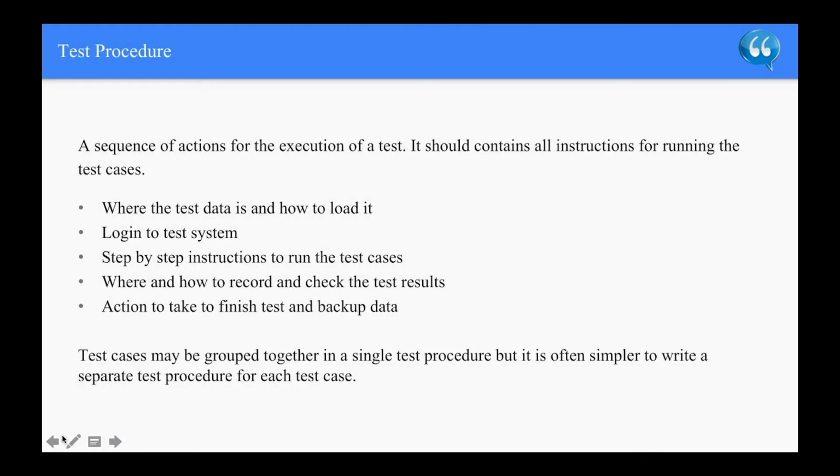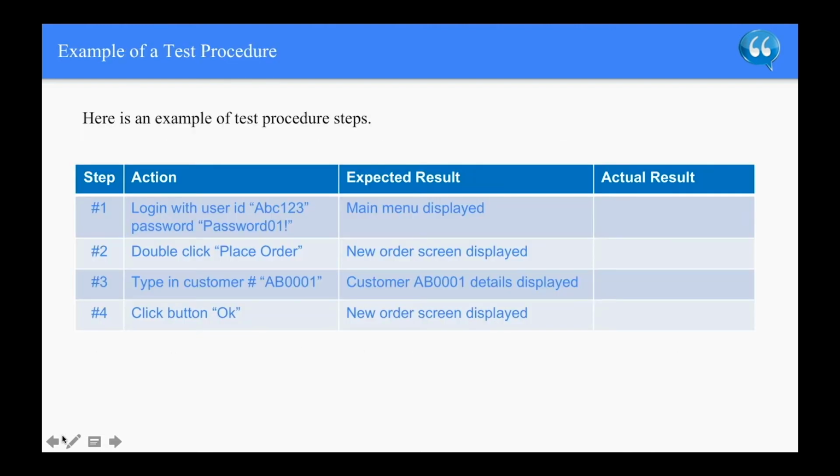Test procedure. A test procedure is a sequence of actions for the execution of a test. It should contain all instructions for running the test cases. It's where the test data is and how to load it, logging in to the test system, step-by-step instructions to run the test cases, where and how to record and check the test results, and actions to take to finish the test and back up data. Test cases may be grouped together in a single test procedure, but it is often simpler to write a separate test procedure for each test case.